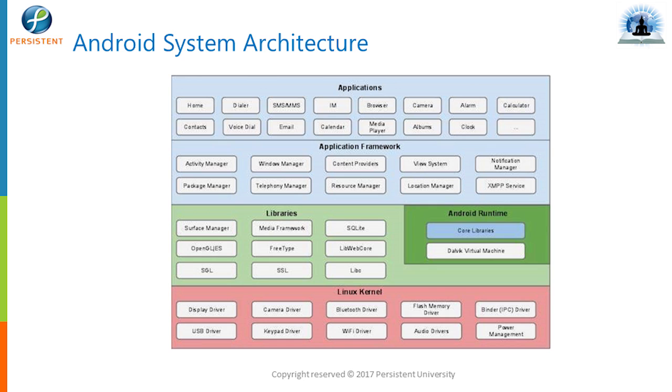Application framework layer. This layer provides many high-level services to applications in the form of Java classes. It includes key services like Activity Manager, content providers, resource manager, notification manager and view system. Android application layer. This is the layer where our applications are installed and this is the top layer.